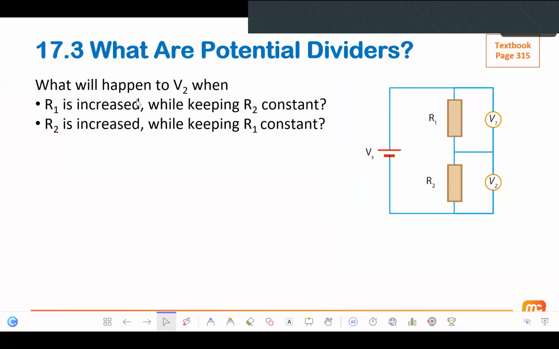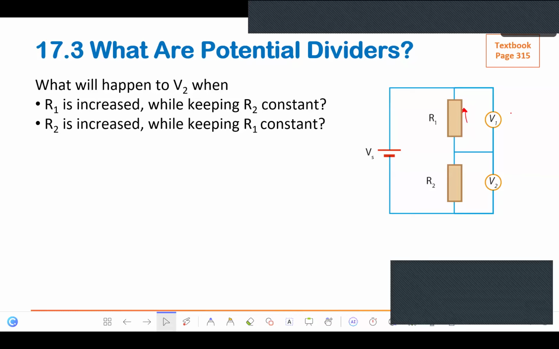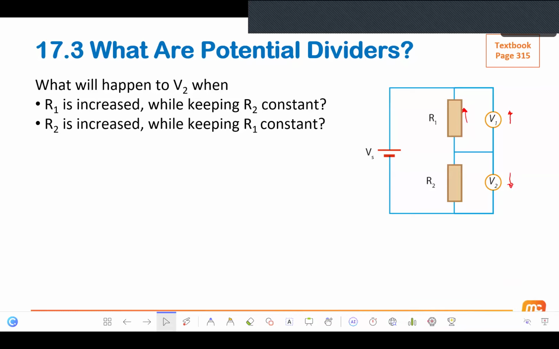Okay, so next, let's come to another question. What will happen to V2 when R1 is increased? If we increase R1, with a higher resistance, I will need more energy to go through it. So if I increase my R1, my energy level over here will have to increase in order to go through R1. So if V1 were to increase, V2 will decrease because V1 and V2 add up to be Vs. The voltage is shared across R1 and R2. So if the voltage across R1 increases, the voltage across R2 should decrease. Okay, but what happens next?